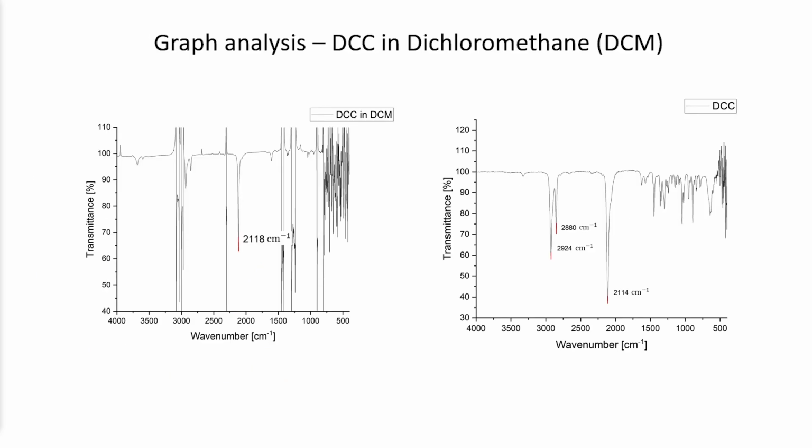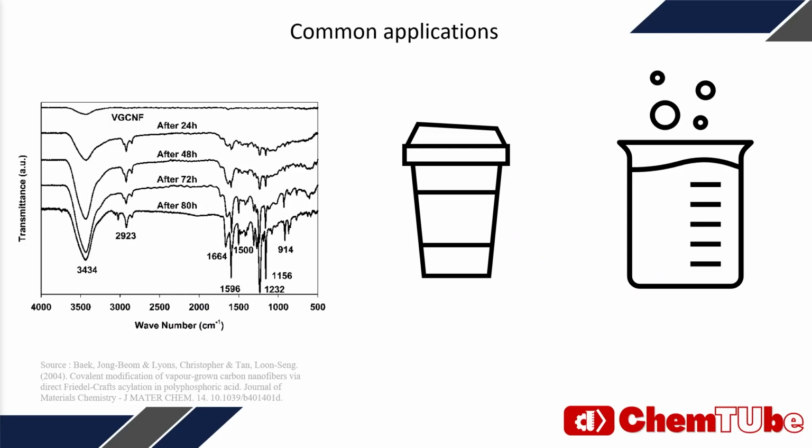For DCC in dichloromethane, or DCM, it is much harder to see, but there is a peak around 2100. We measured the solid DCC before, and if we compare the two, we see that the cyanamide peak is still there. The common applications for FTIR are tracking of reaction progress. On this graph we can see the IR spectra taken at different times, and we can see how at the start there are almost no peaks, but they start to appear. By doing this, the reaction progress can be tracked.